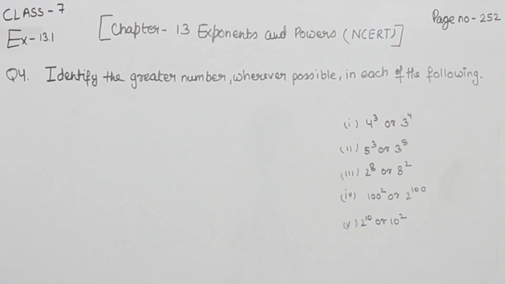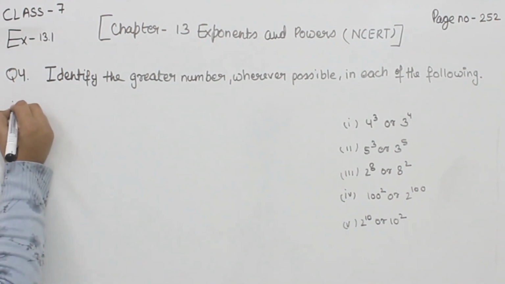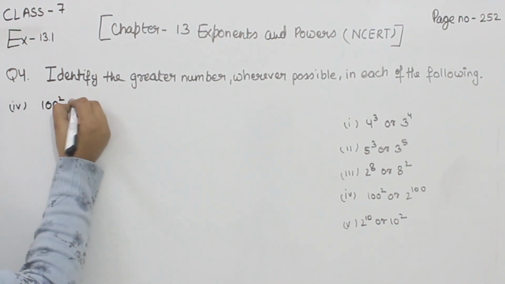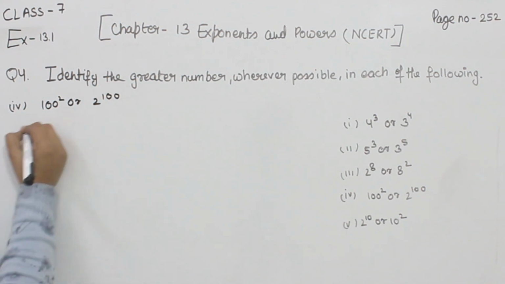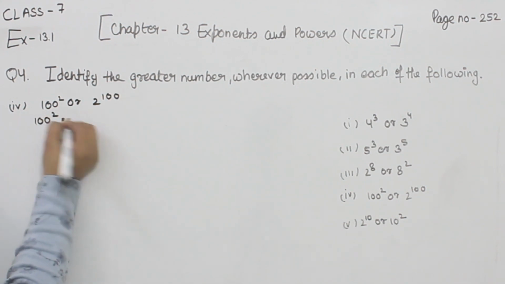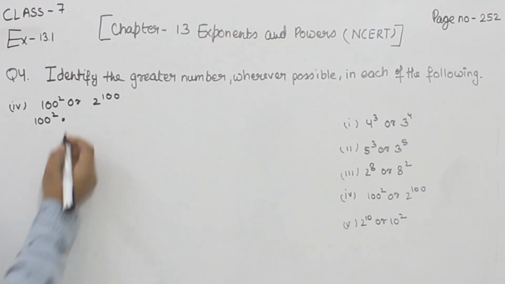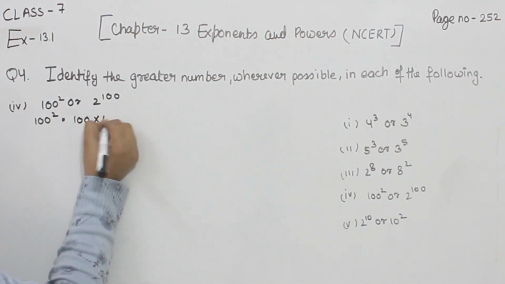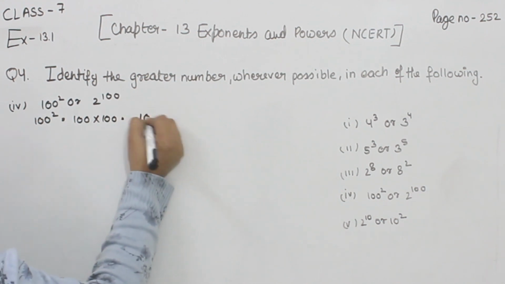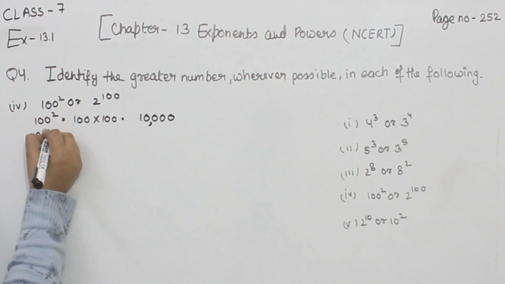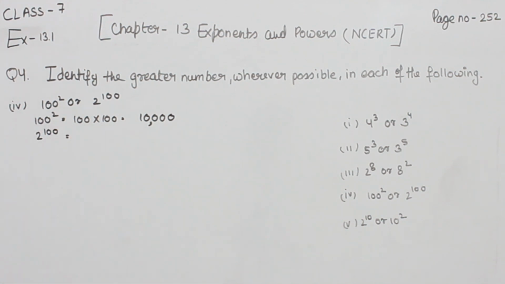Now coming to the part 4. In the part 4, we have 100 to the power 2 or 2 to the power 100. Now 100 to the power 2 means 100 multiplying by itself 2 times. So this one is 10,000. Now 2 to the power 100. So we are going to multiply it. If we multiply 2 to the power 100, then we'll get the value.